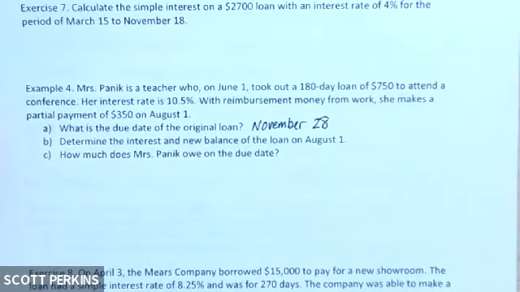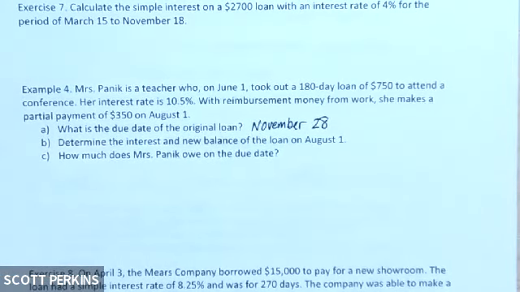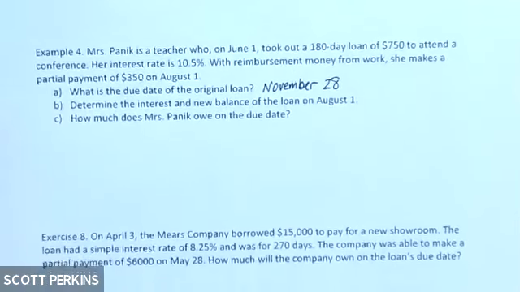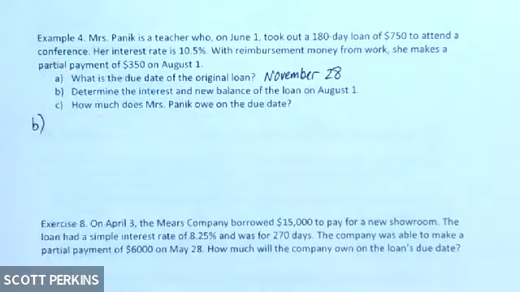So now what we're going to do is determine the interest and the new balance of the loan on August 1st. Again, just to summarize, she borrowed $750 on June 1st. On August 1st, she was flush with cash, so she decided to make a payment. And so she's making a payment before the due date of November 28th. So we want to see what the interest is. So this is the B part. So let me do my work right here, the B part.